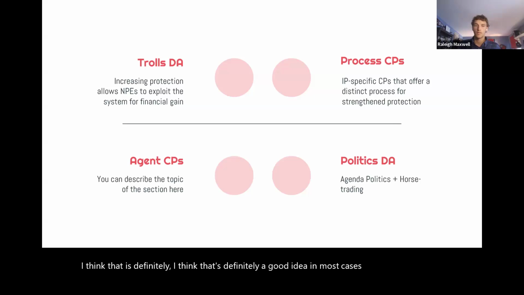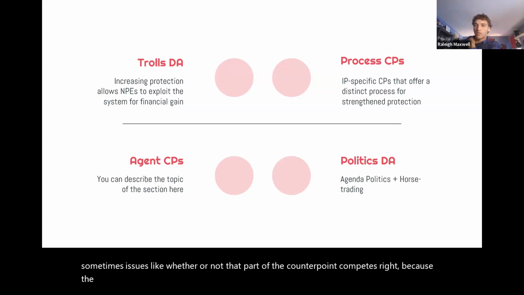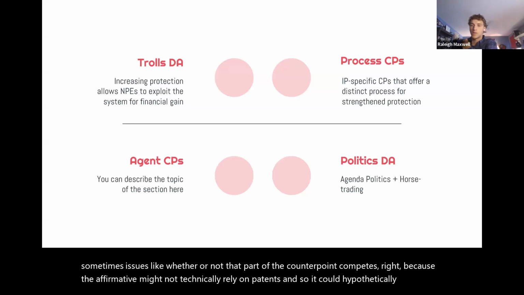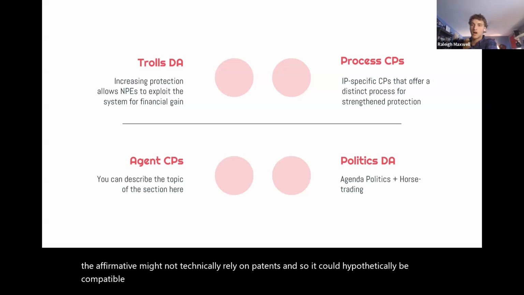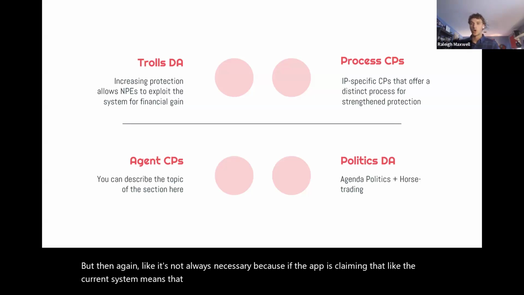There are sometimes issues with whether or not that part of the counterplan competes, right? Because the affirmative might not technically rely on patents, so it could hypothetically be compatible with abolishing patents. But I definitely think that's important on the uniqueness level of why patents are bad. But then again, it's not always necessary, because if the AFF is claiming that the current system means that all patents don't work, then they have kind of set up the uniqueness for your disad, right?